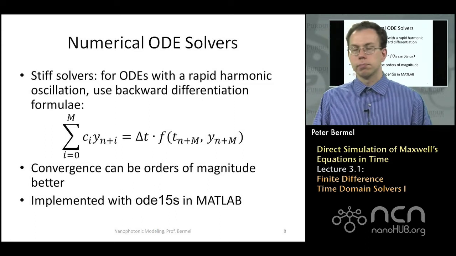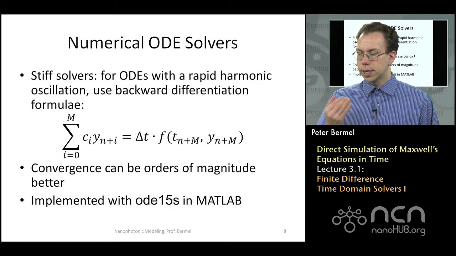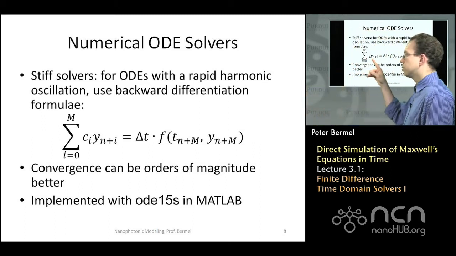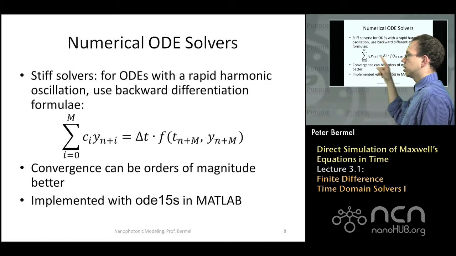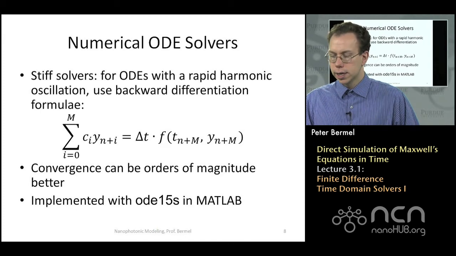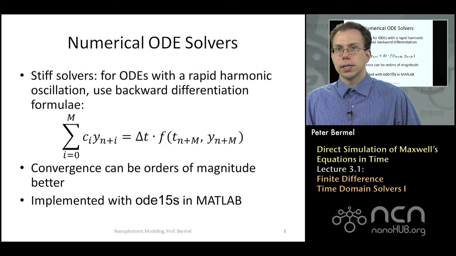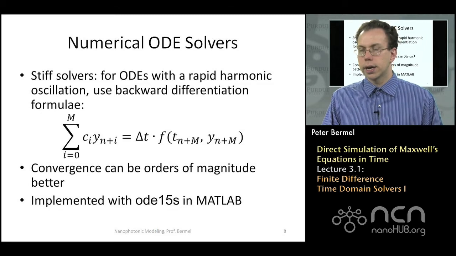Now, there are also some special solvers that can account for very rapidly oscillating problems. This uses what's called a backwards differentiation formula. Here you can see that you would write a sum of y's in this form, and it would be able to look back at your earlier solution in order to update correctly. If this is implemented properly, then this can actually increase your convergence by orders of magnitude. This is implemented in MATLAB as ODE15s, and it allows you to get high order accuracy.